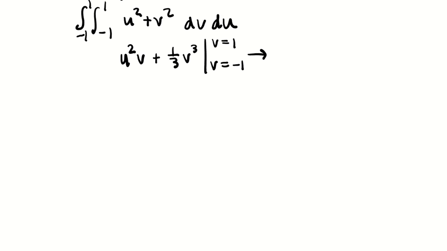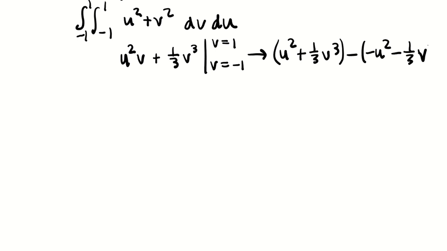Okay, it's going to give me u squared plus 1/3 v to the third minus, when I plug in -1, I'll get negative u squared minus 1/3 v to... no, pardon me, v is 1. Yeah, so plus a third. u squared minus a third, because -1 to the third is -1/3. So this is 2u squared plus 2 divided by 3. Okay, and we're going to integrate that from -1 to 1: 2u squared plus 2/3 du.